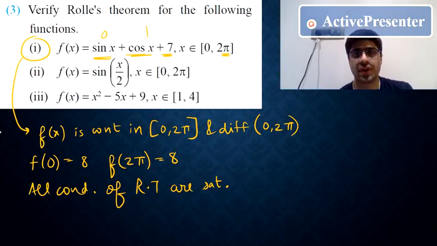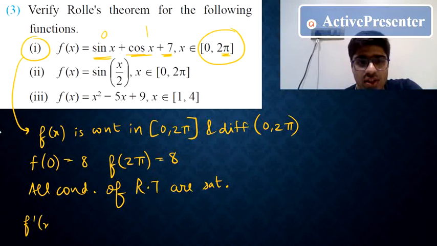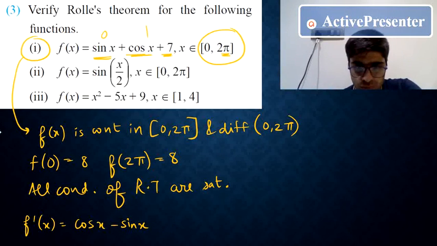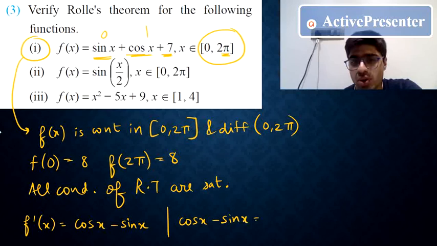And if they are satisfied, then find a point where the derivative is going to be 0 and show that this particular point belongs to the interval 0 to 2 pi. The derivative, that is f dash x, is going to be cos x minus sin x, and the derivative of 7 will be 0, so plus 0. If you equate the derivative with 0, you get cos x minus sin x equal to 0.